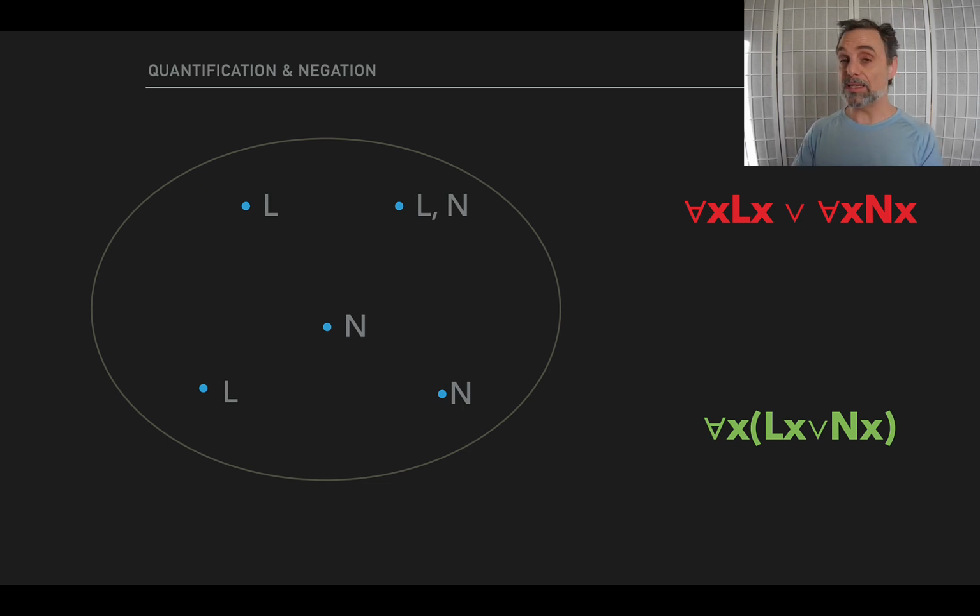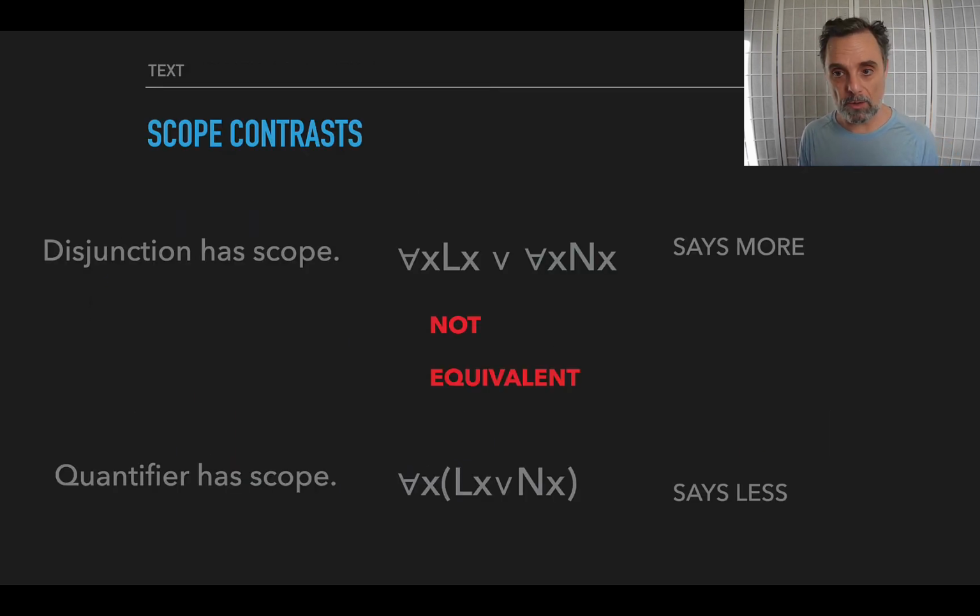Okay? So is everything L? No. Is everything N? No. And so neither piece of the disjunction is true. But each thing is either L or N, and so that one comes out true. And so we can see that they are different. Sometimes they'll agree, but they don't agree in this scenario, and that makes them not equivalent.